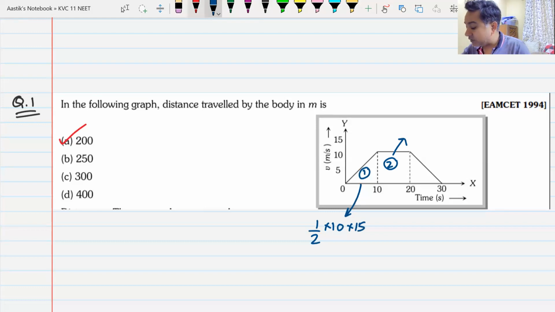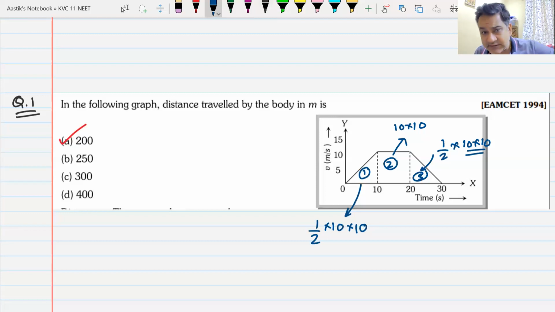Oh, height is not 15. Height I think is 10. 15 is wrong, sorry. Half into 10 into 10. Here this is 10 into 10. Length into breadth. This one 3 is also half into 10 into 10. If you add all these three, because in any case it is distance, in any case it is positive, the answer would be 50 plus 100 plus 50 and the answer is 200. We all get this, yes or no? Okay.